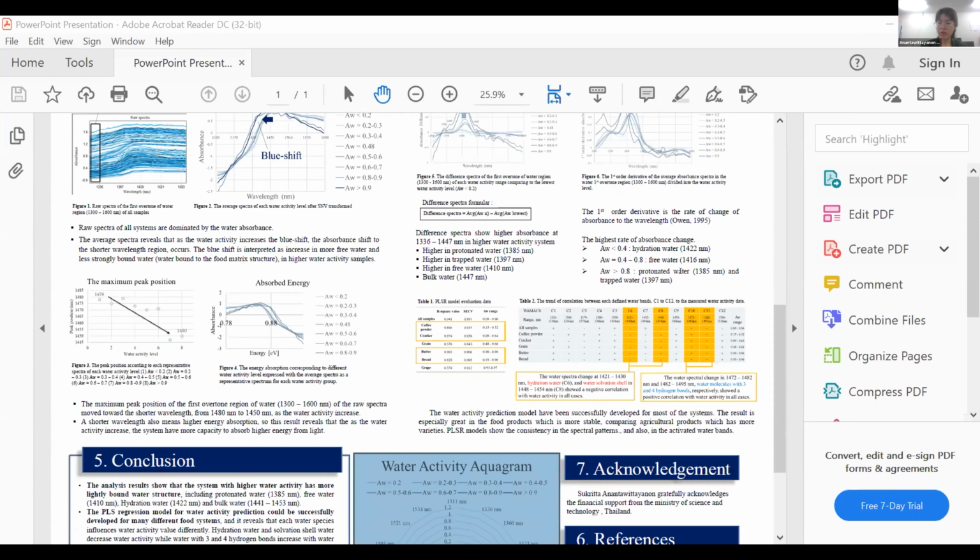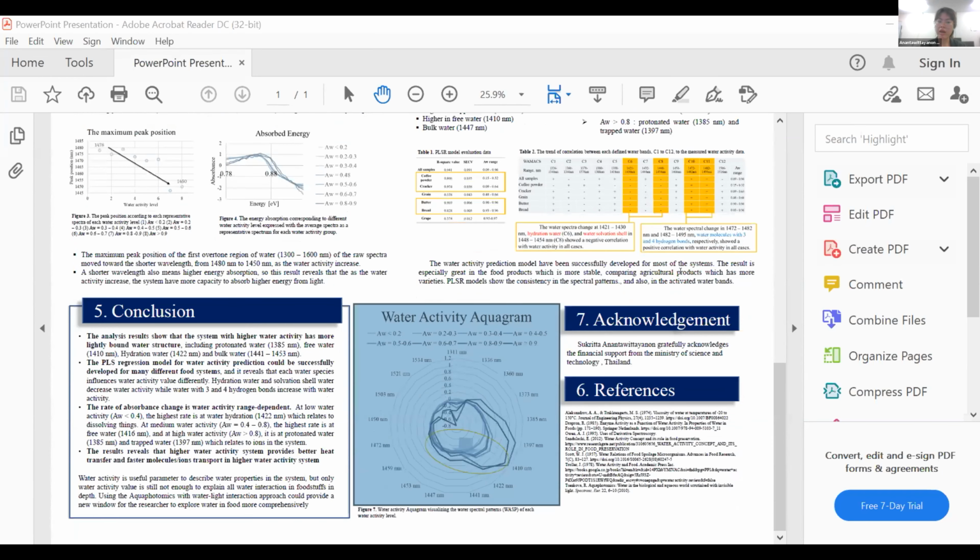The PLSR model for the water activity prediction shows that we can successfully develop the model, and the regression vector shows the consistency that hydration water and water solvation shell always show the negative correlation with water activity, while water molecules with 3 and 4 hydrogen bonds always show the positive correlation with the water activity. So from this study, we can visualize the amount of loosely bound water in the higher water activity system and show that the absorbance rate is dependent on the water activity, which is related to the properties of the water in the system.